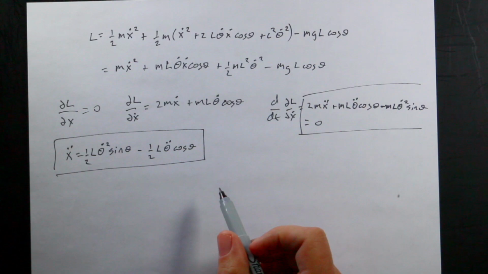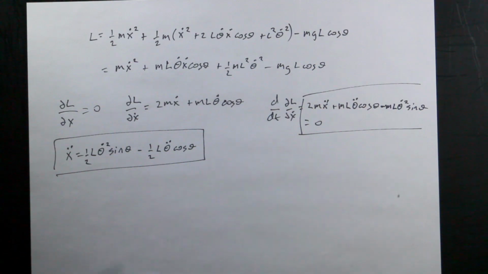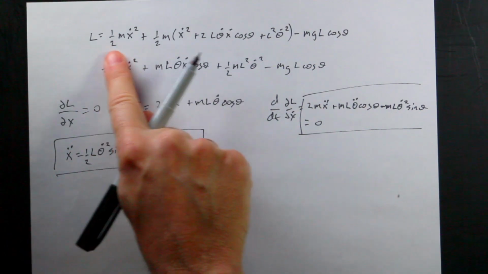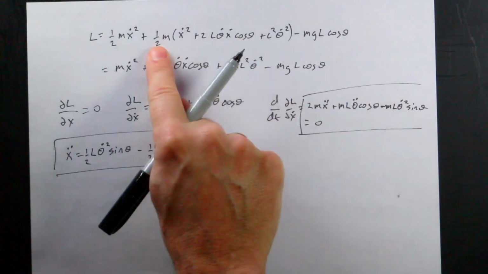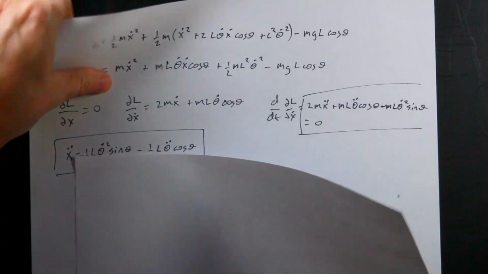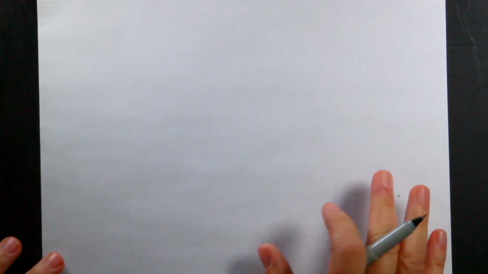Okay, now let's do the theta term. So I need to do the same thing. I need to take the partial of L with respect to theta, the partial of L with respect to theta dot, and then take the derivative of that with respect to time. I feel like I'm making a mistake somewhere, but you know what? You can make mistakes. You just gotta, you won't know until you get to the end.